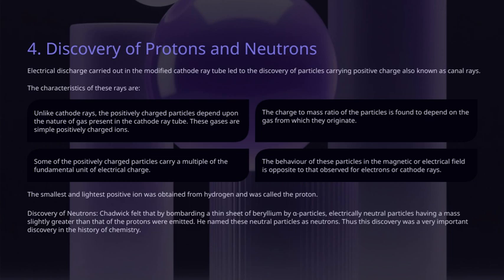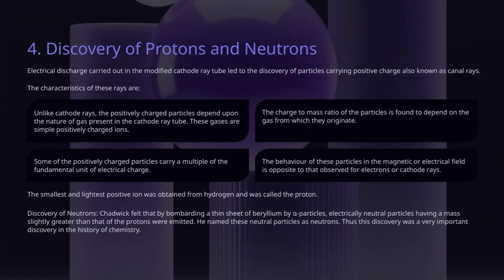Unlike cathode rays, these positively charged particles depend on the nature of the gas present in the cathode ray tube. These gases form simple positively charged ions, and their properties change depending on the gas involved. Lastly, the characteristics of these rays, known as canal rays, were discovered through electrical discharge experiments in a modified cathode ray tube. This led to the identification of particles carrying positive charge, further expanding our understanding of atomic structure and the particles involved.